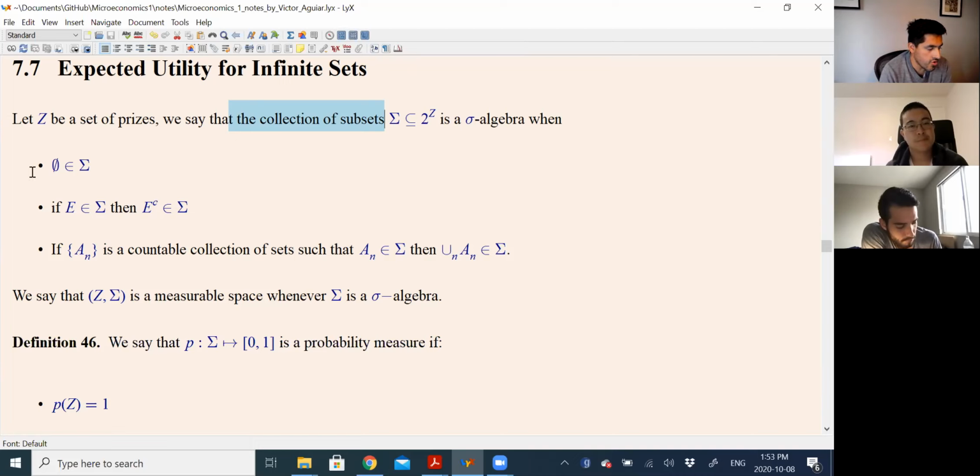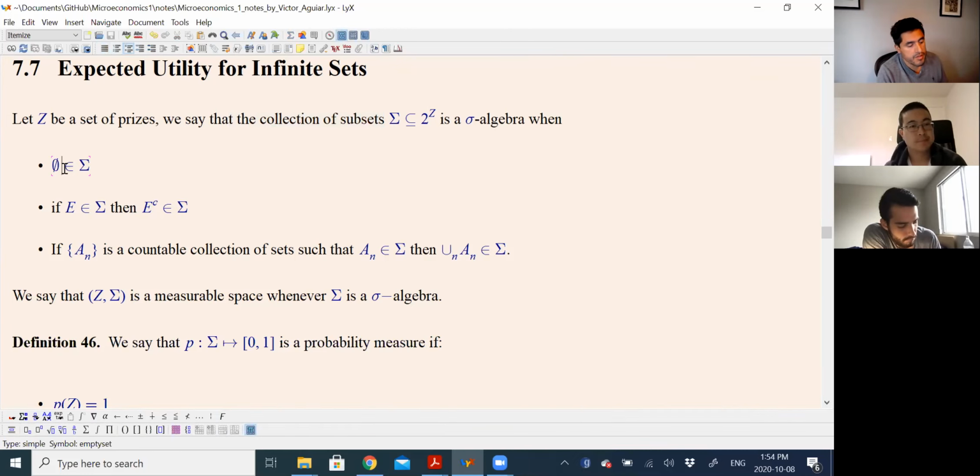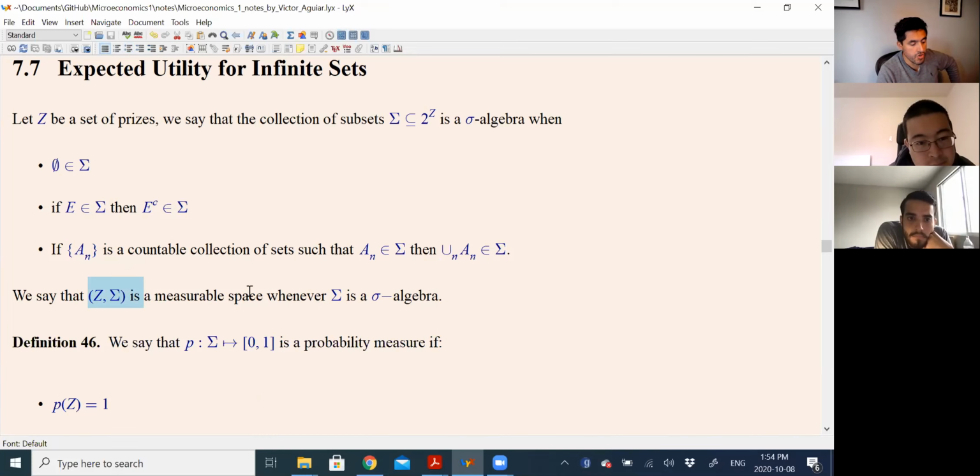The sigma algebra structure will be just a collection of subsets of the power set that I can put probabilities on. The properties of this collection are, first, the empty set belongs to the sigma algebra. Then, if an event E belongs to the sigma algebra, then also the complement belongs to the sigma algebra. And the more important property is that if I have a countable collection of events A_n, and all of the A_n belong to the sigma algebra, then the countable union of these events still belongs to the sigma algebra. Then we have this structure, a set with a collection of subsets called the sigma algebra. Sigma, capital sigma, is a measurable space.